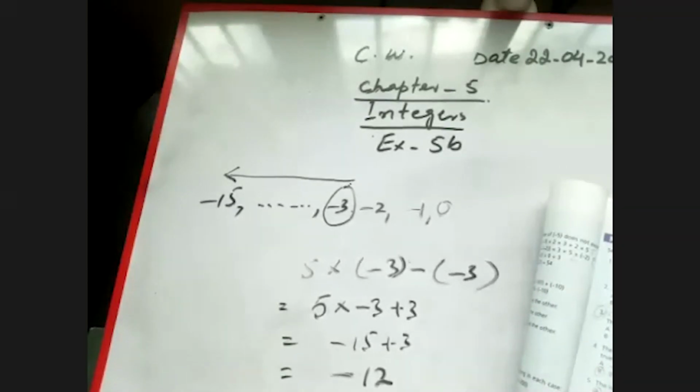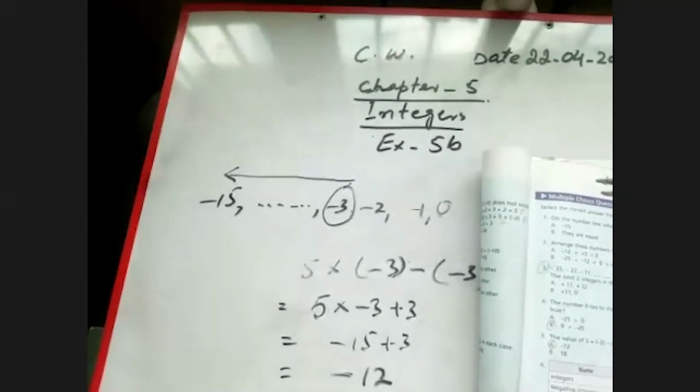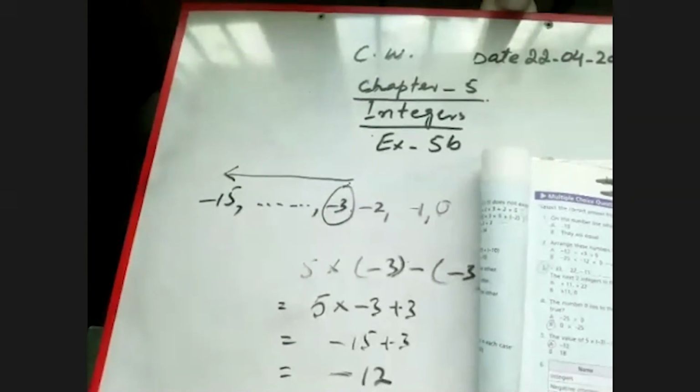Sixth part. Name integers: minus 4, minus 3, minus 2, minus 1, 0, 1, 2, 3, 4. Negative integers: minus 5, minus 4, minus 3, minus 2, minus 1, starting from minus 1 and towards the left side, there is no end to the negative integers. Positive integers: 1, 2, 3, 4, 5, and there is no end. Non-negative integers: 0, 1, 2, 3. Okay. Look at the table above.